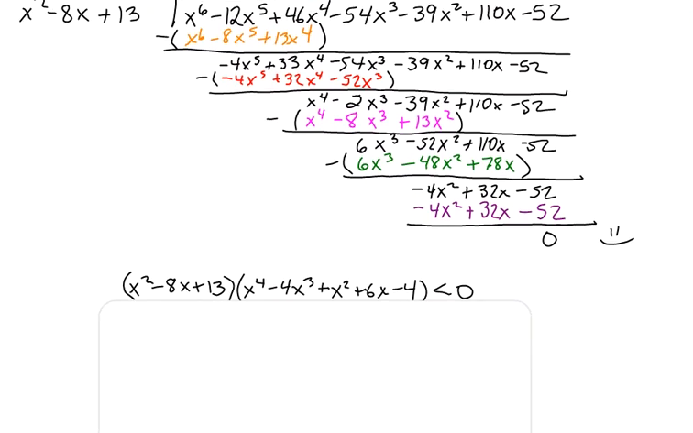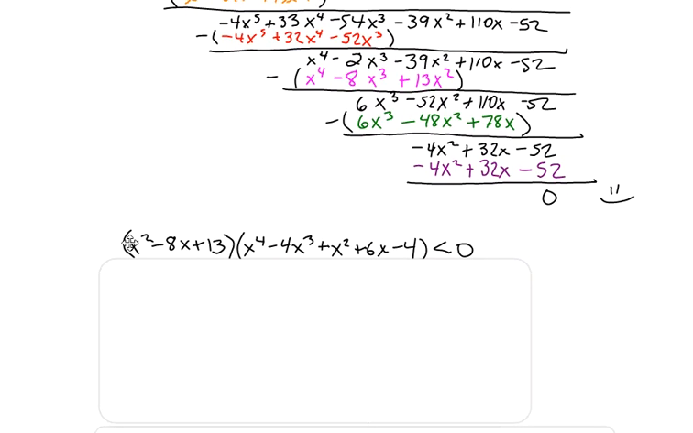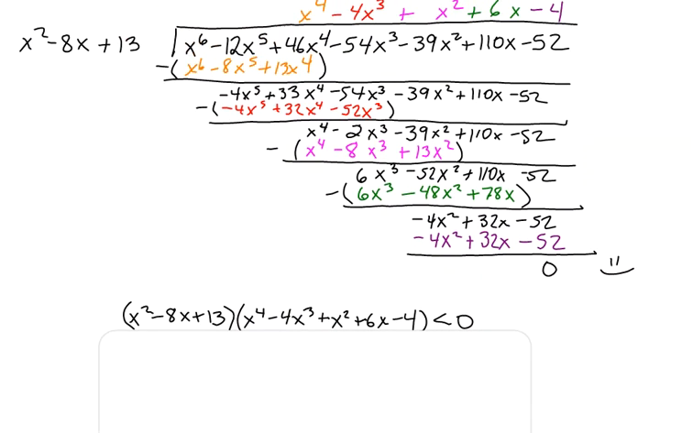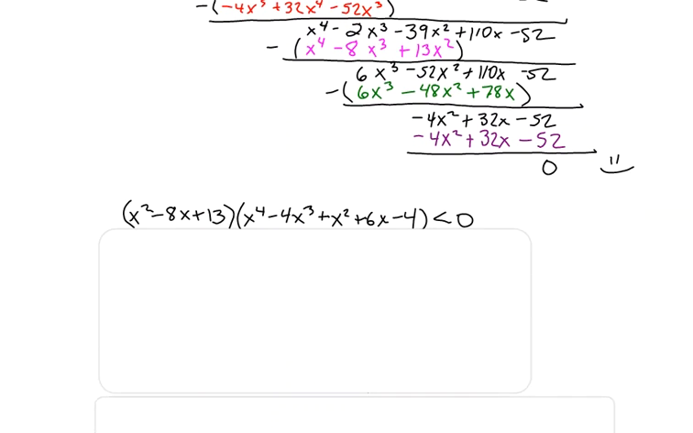At this stage of the game, here's what we have. That x squared minus 8x plus 13, our divisor, times the quotient we achieved, the x to the fourth minus 4x cubed plus x squared plus 6x minus 4, is going to have to be less than 0. At this stage of the problem, what we do is we look at the polynomial that remains and we want to factor it, likely by identifying possible rational zeros and performing synthetic division accordingly.